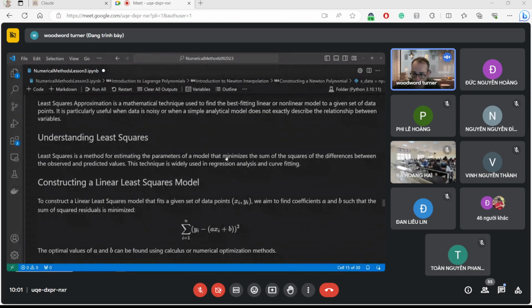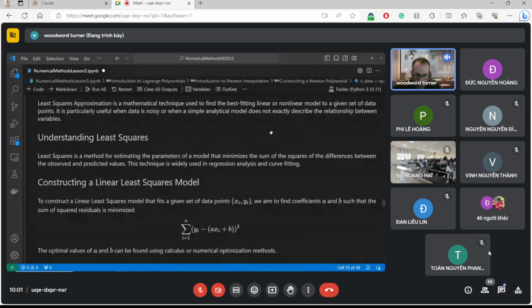So like I said, we want to minimize the sum of the squares of the differences between the observed and predicted values. And it's widely used in regression and curve fitting. So this actually has two purposes. It's good for regression and it's good for curve fitting. All right, so how do we build a linear least squares model? Well, this is the linear version. So we want to use this version when we're trying to approximate something linear. And like I said, there's also a nonlinear version.